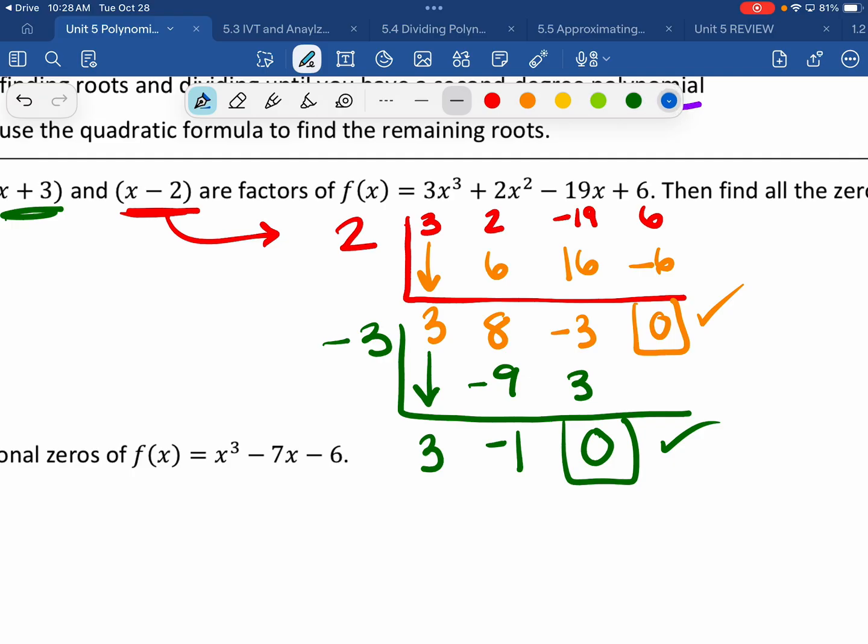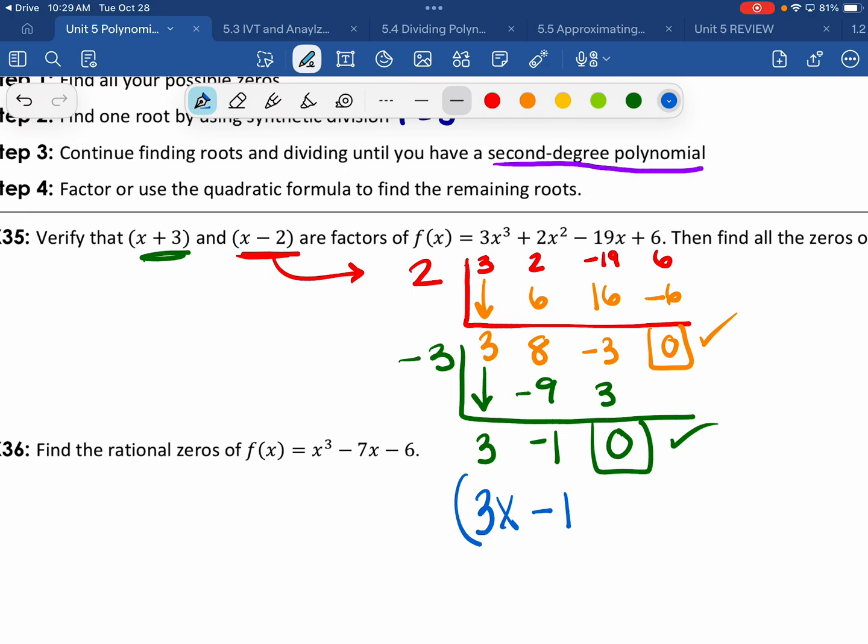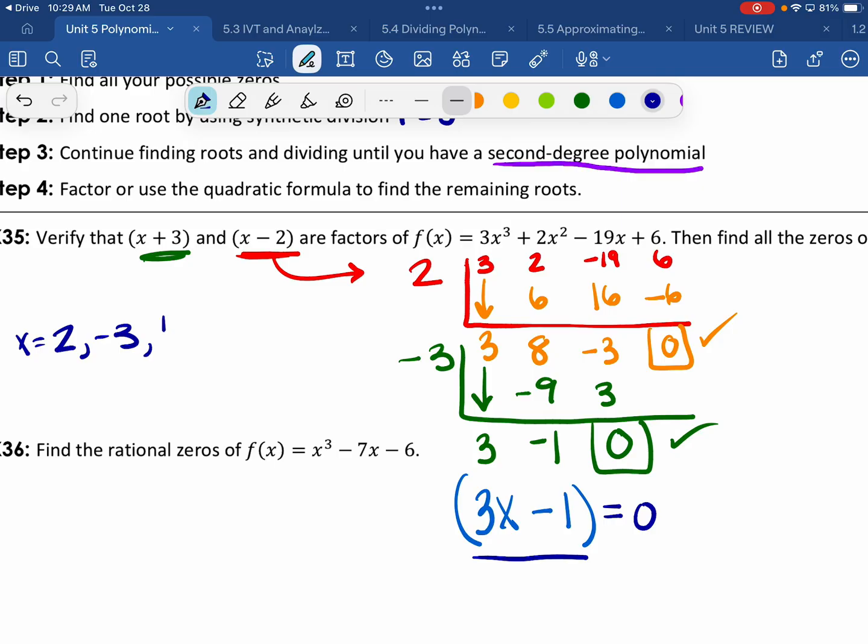Okay, so how would I write my remaining polynomial? I started with an x cubed. How many times did I divide? Twice. So I get x to the first. So 3x minus 1. Good. So 3x minus 1 is going to be my remaining factor. So I know that 2 and negative 3 are zeros. What would be the other 0 coming from my remaining factor? 1/3. And those are all the zeros of this polynomial.